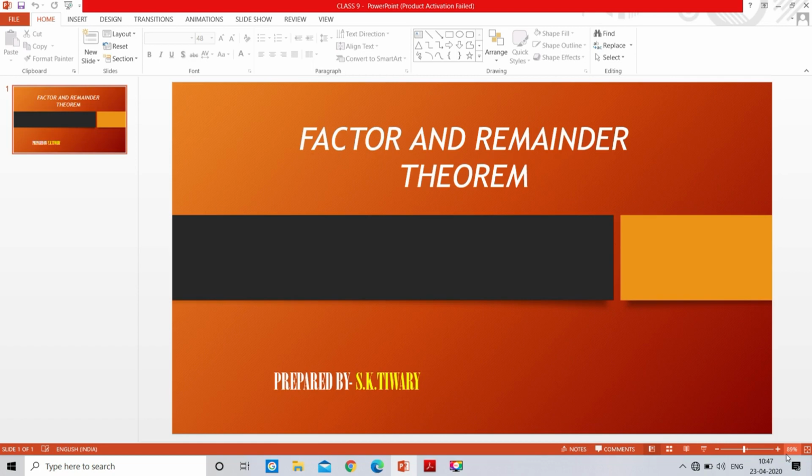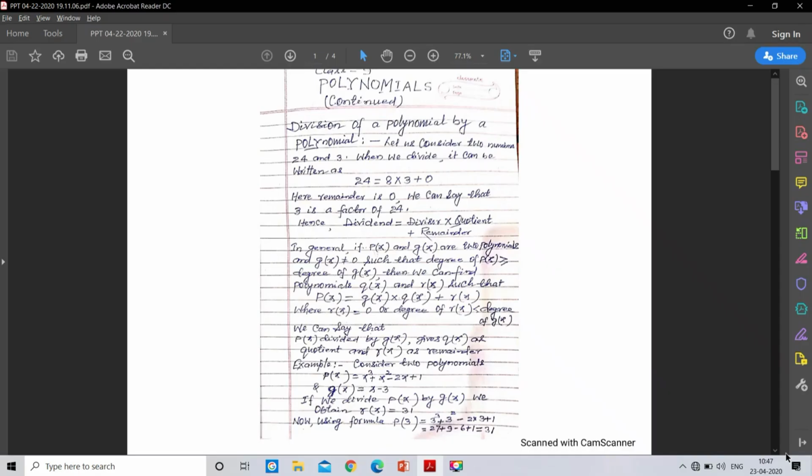Now students, today we will learn about the remainder theorem and the factor theorem. Students, you think about division. Now you see the division of a polynomial by a polynomial.